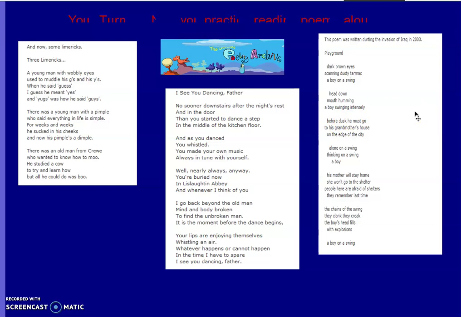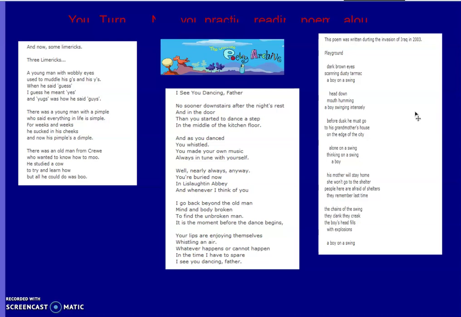Playground. Dark brown eyes, scanning dusty tarmac, a boy on a swing, head down, mouth humming, a boy swinging intensely. Before dusk he must go to his grandmother's house on the edge of the city, alone on a swing, thinking on a swing, a boy. His mother will stay home, she won't go to the shelter.